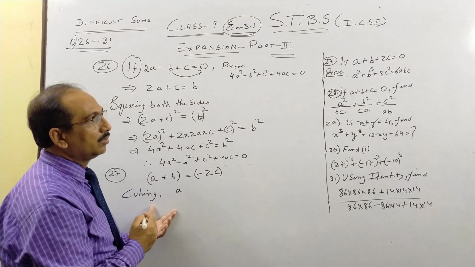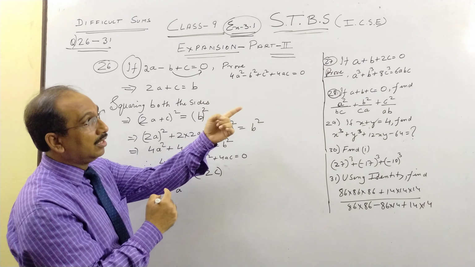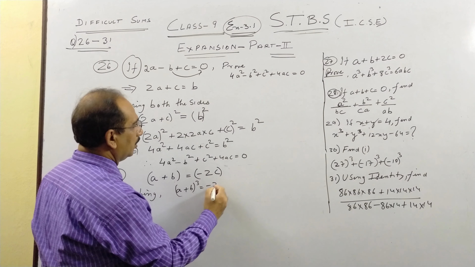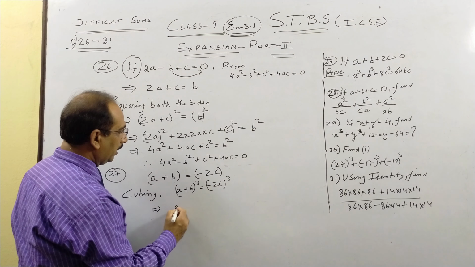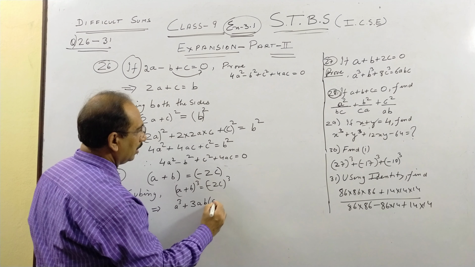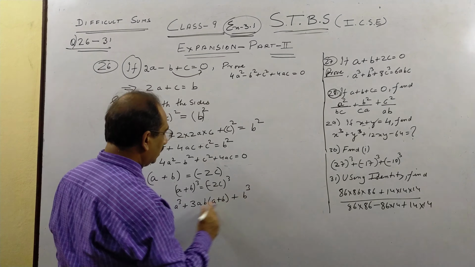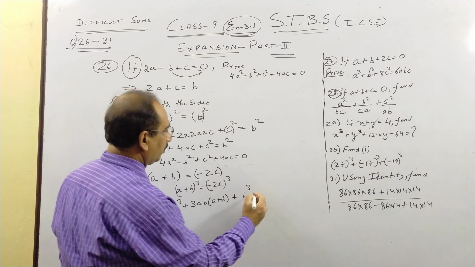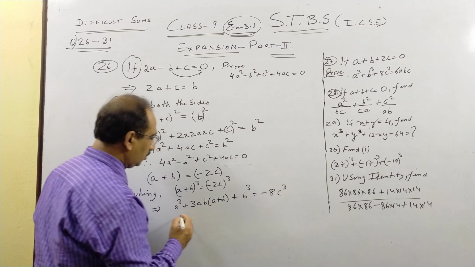Why cubing both the sides? Because we have a cube here. The earlier question had a square; we have a cube here. So a plus b whole cube is equal to minus 2c whole cube. So we have a cube plus 3ab(a plus b) plus b cube. So there is a formula for a plus b whole cube. So we get, and this is minus 2 cube, which is minus 8c cube.